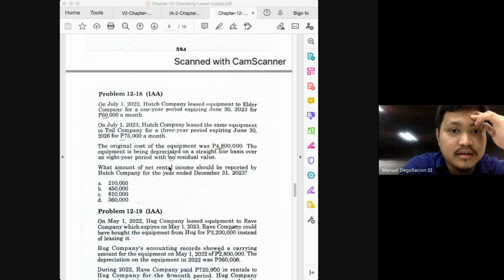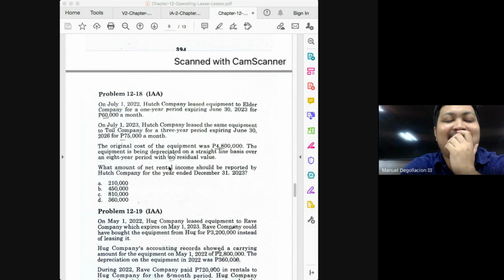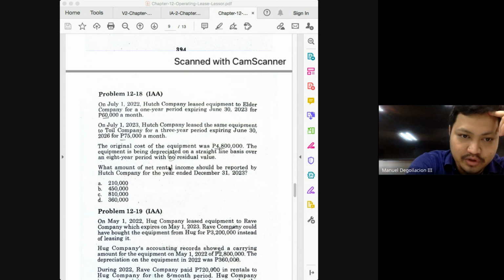The company leased equipment for a 1-year period expiring June 30 for 60,000 a month. On July 1, 2023, the company leased the same equipment to another entity for a 3-year period expiring June 30, 2026. Okay, so different rates. The original cost of the equipment was 4,800,000. The equipment is being depreciated on a straight line basis over an 8-year period with no residual value.